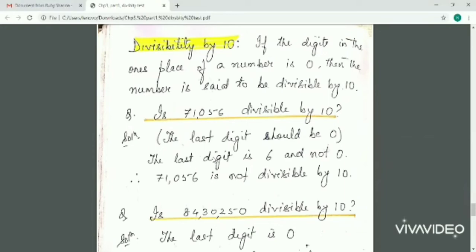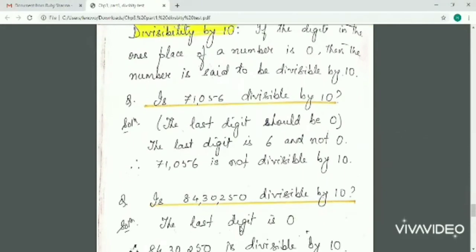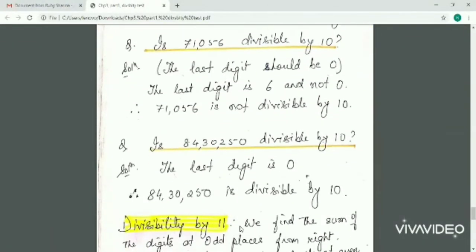So here the last digit is 6 and not 0. Therefore, 71,056 is not divisible by 10. Now for this second question, the last digit is 0. So this is a number which is a multiple of 10. Hence, this is divisible by 10. 84,30,250 is divisible by 10.